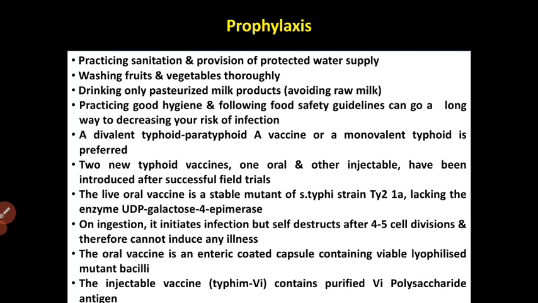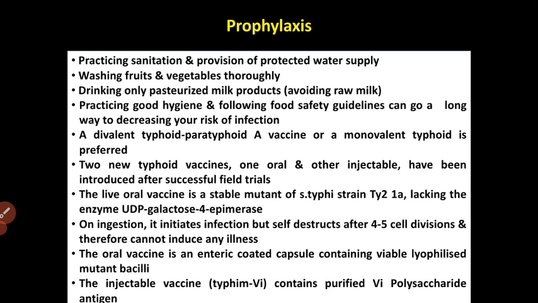Prophylaxis. Again, the prevention part. Practicing sanitation and provision of protected water supply, washing fruits and vegetables thoroughly, drinking only pasteurized milk, practicing good hygiene, and following food safety guidelines. A divalent typhoid paratyphoid A vaccine or a monovalent typhoid vaccine is preferred. Two new typhoid vaccines, one oral and the other injectable, have been introduced after many successful field trials.